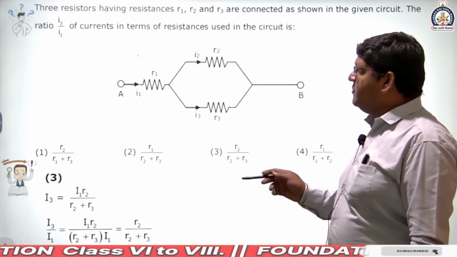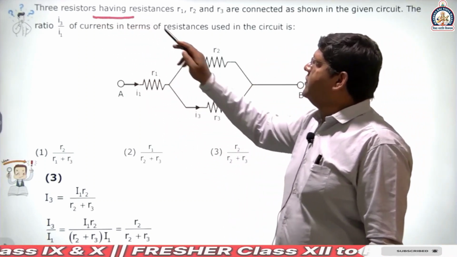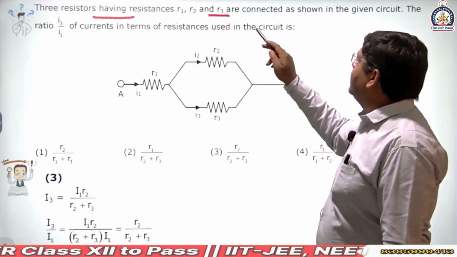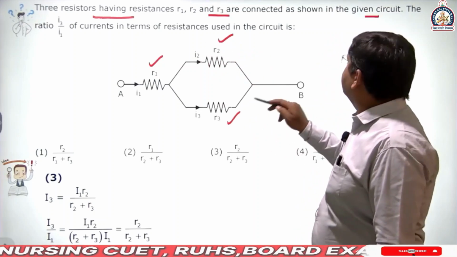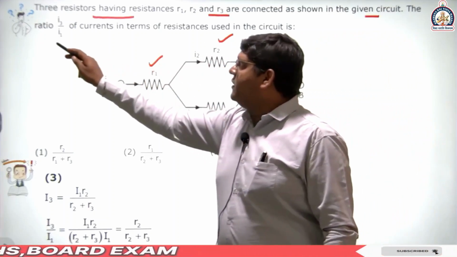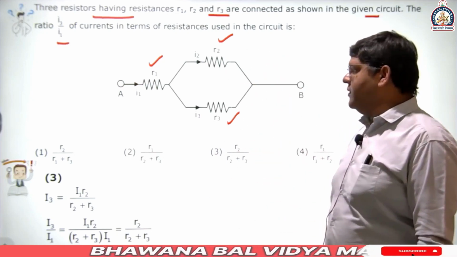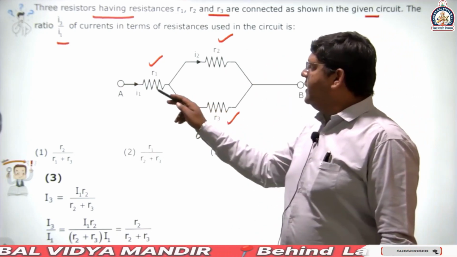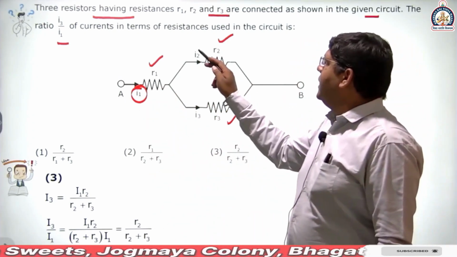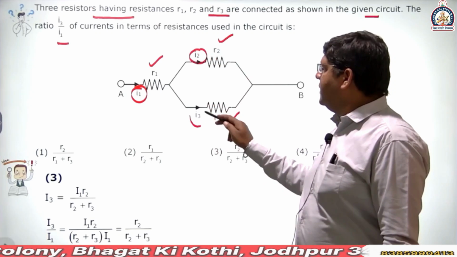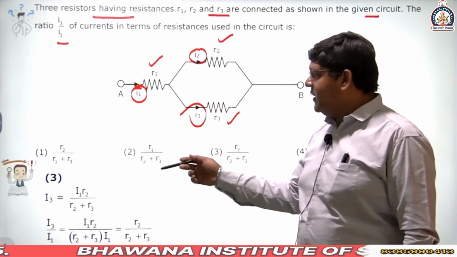Moving to the next part, this question is related to current electricity. We are provided with three resistors R1, R2 and R3 connected as shown in the figure. This is R1, this is R2, this is R3. We have to calculate the ratio of I3 upon I1 in terms of resistance. So in R1 we suppose the current is I1, in R2 the current is I2 and in R3 the current is I3. We have to calculate the ratio of I3 upon I1.